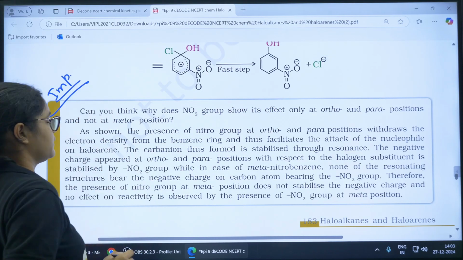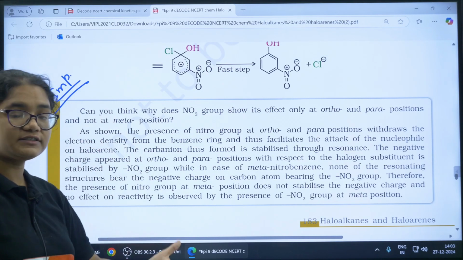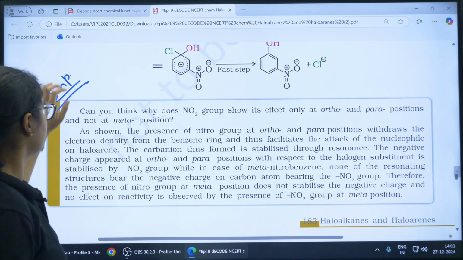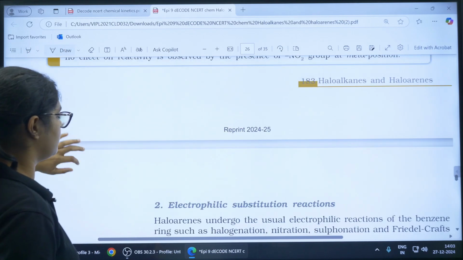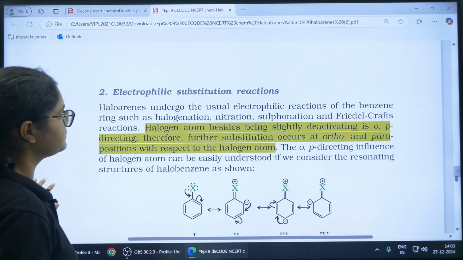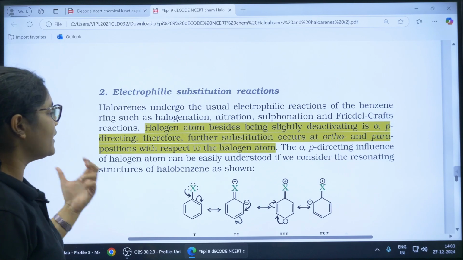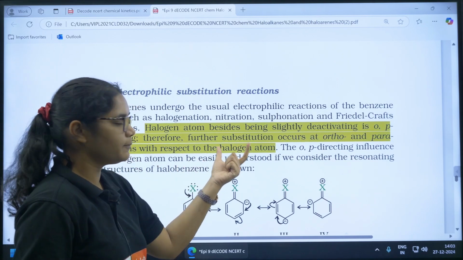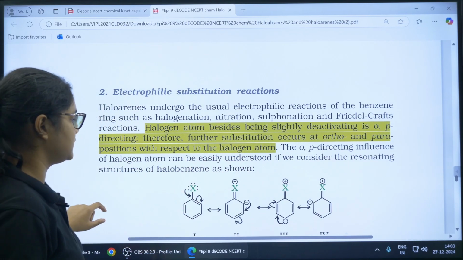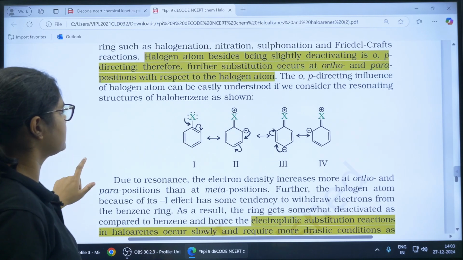Okay. So I am preparing you for the worst question paper, so you should be knowing each and everything that is there in the book. Okay. Next, coming to halogens. So halogens are ortho-para directing. Why? That is the reason, okay, given to you. Sorry, this is the reason.